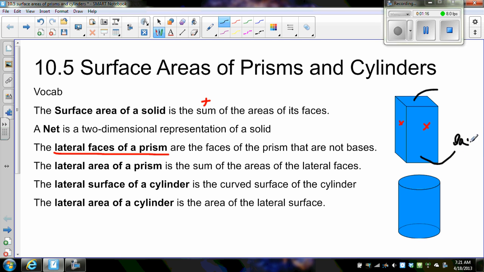If we have a cylinder, the lateral of the cylinder is this curved surface going around. We still have the base is the circle at the top and the bottom, and the lateral area of a cylinder is this going around. Most of the time you'll be asked to find the total surface area. However, sometimes they'll ask you to find just the lateral area, so not counting the base.